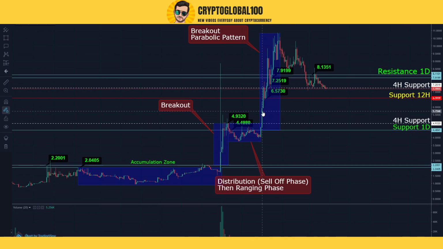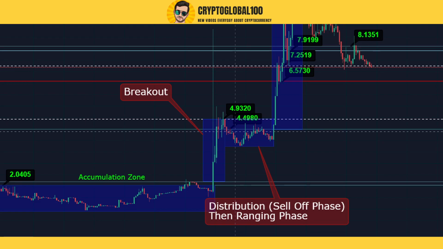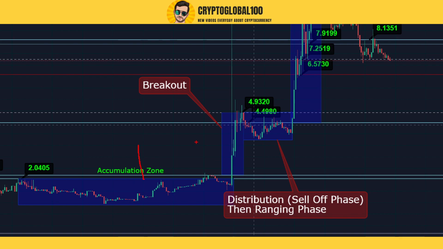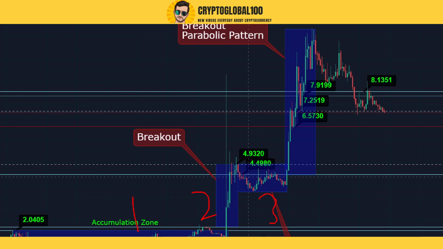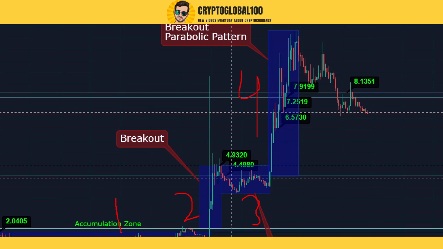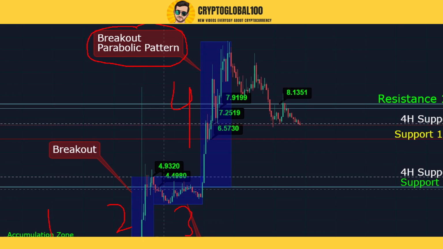Let me show you, phase 4 was a parabolic move. Okay, 1, 2, 3. Now this was the phase 4 here. So this is the breakout parabolic pattern, which I just showed you a moment ago from the Google.